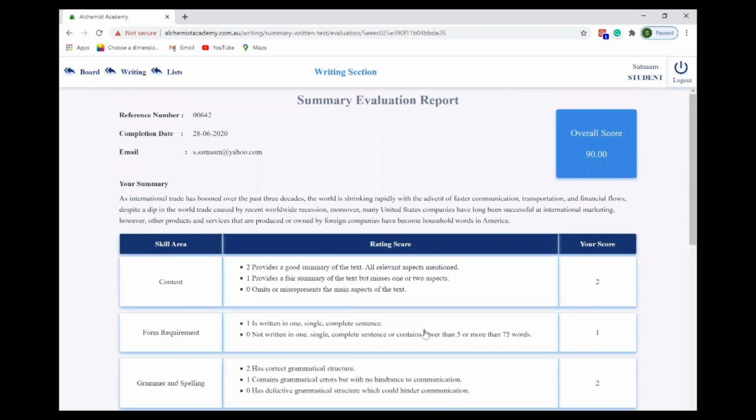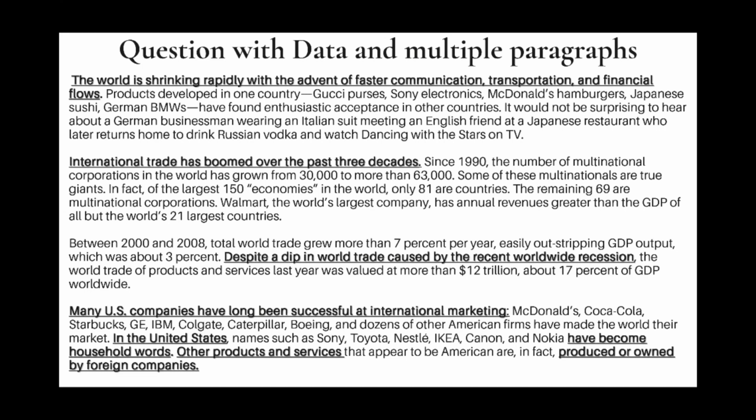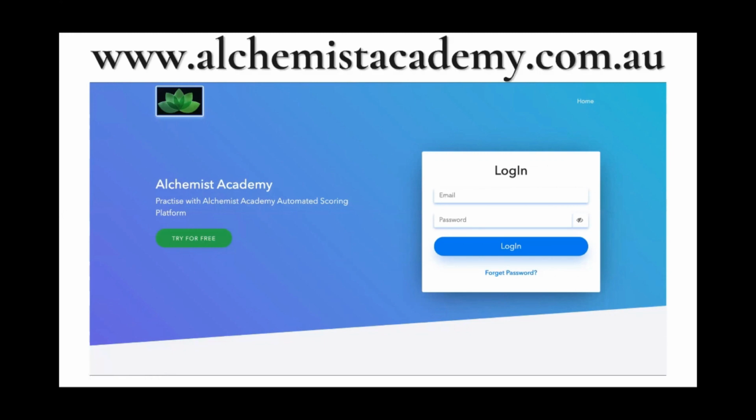Now, the software is pretty good at detecting if you've got any issues or any mistakes at all. Now, what I'm going to do is go to a second question, and I'm going to help you out with another question, which will be very, very interesting for you. Let's see if we can get into that. All right. Okay, so this was the question that we just finished, with data and multiple paragraphs. As you can see, this was the question that I just went through, those lines I did in the AI. Let's move to the second question. So yet again, this is our AI, which is www.alchemistacademy.com.au. Let's go ahead and have a look.